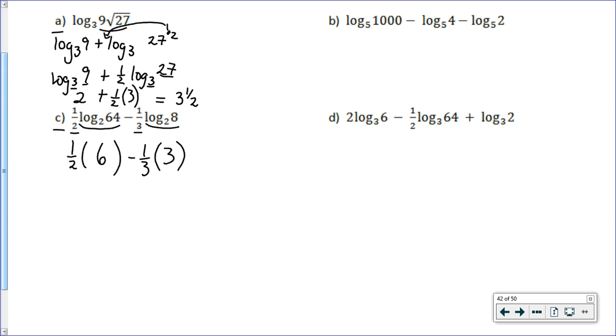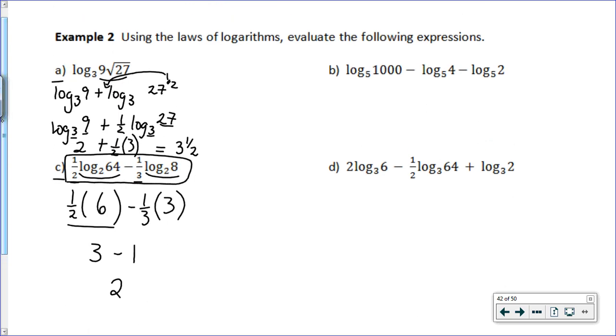Remember, the logarithm is the exponent. So 1/2 times 6 is 3. Half of 6 is 3. And 1/3 times 3, well, that's just 1. And 3 minus 1 is 2. So the value of this whole expression up here is 2. So why don't you try B and D?